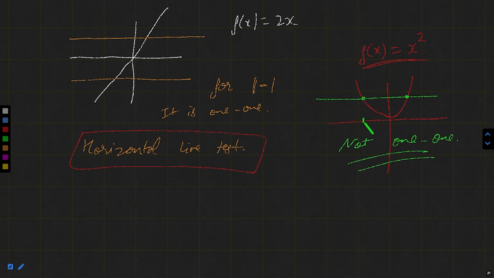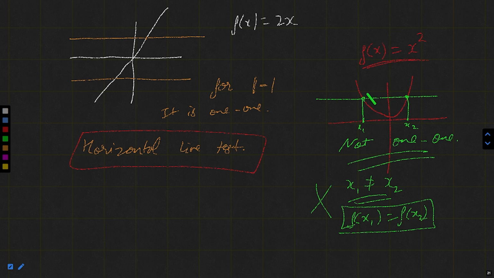Why? Because for this x and for this x, say this is my x1 and this is my x2, we know that x1 and x2 are not equal, but f of x1 is equal to f of x2. In a one-one function this cannot happen, but this is happening, so this means not one-one. So that's why the horizontal line test is very important to quickly answer any one-one question. I hope you get the idea of the horizontal line test.